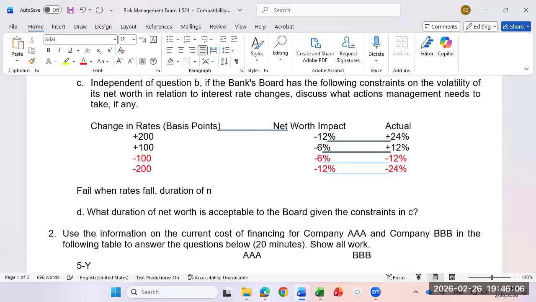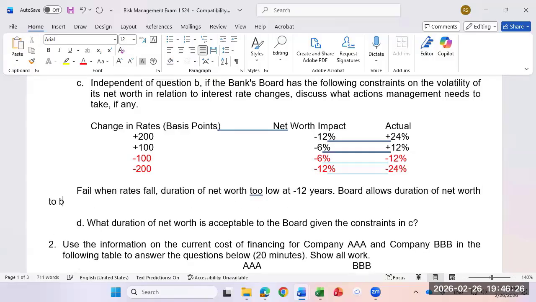Duration of net worth is what? Too high or too low? Too low. The board allows, but too low, you might say too low at -12 years. Board allows duration of net worth to be between what? Just looking at these numbers, what is the board saying is okay? What's the highest it can be?